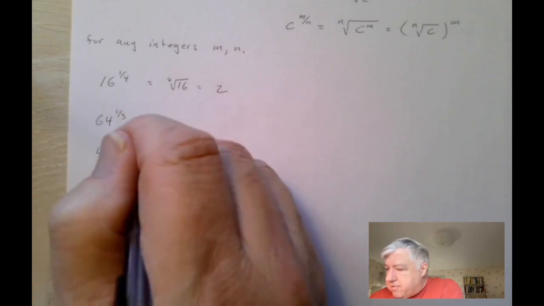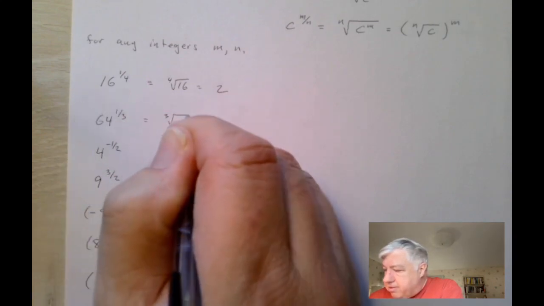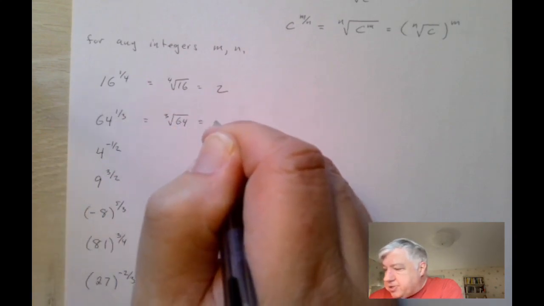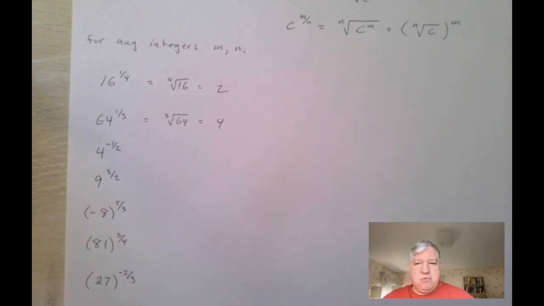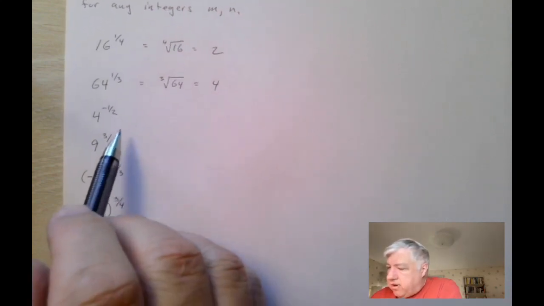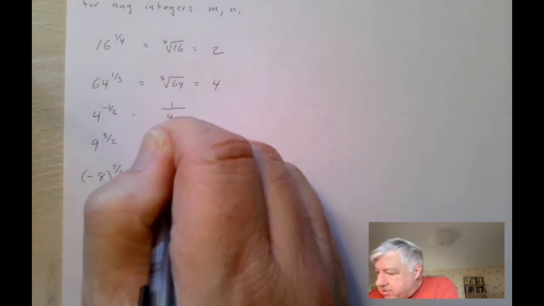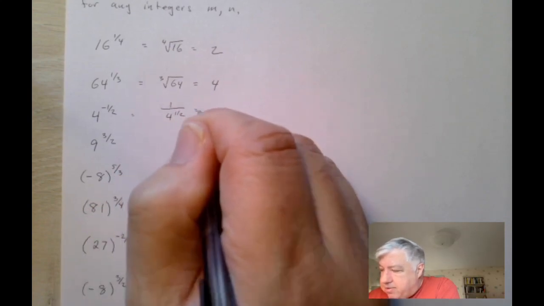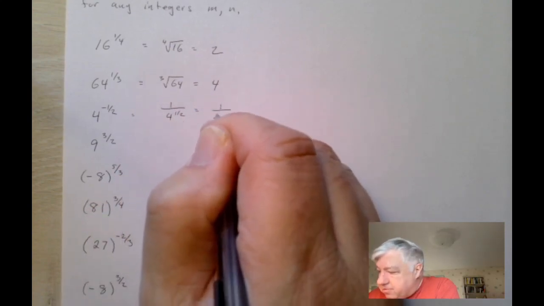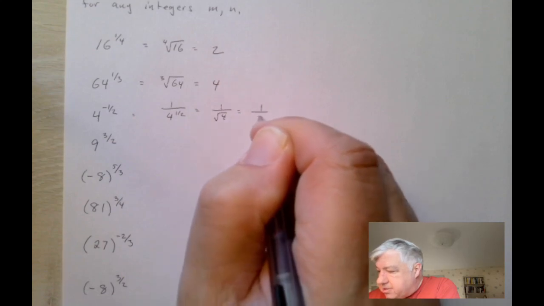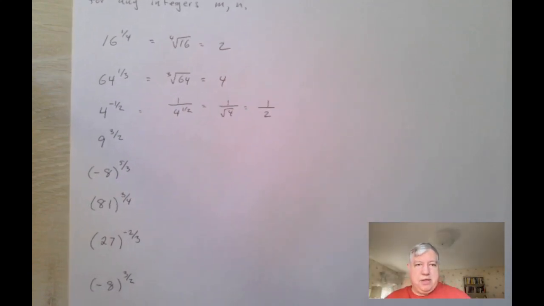64 to the 1/3 is the cube root of 64, which turns out to be 4. You can check that 4 times 4 times 4 is 64. 4 to the negative 1/2 can be written as 1 over 4 to the 1/2. And we know that 4 to the 1/2 is the square root of 4, which is 2. So the answer is 1/2.